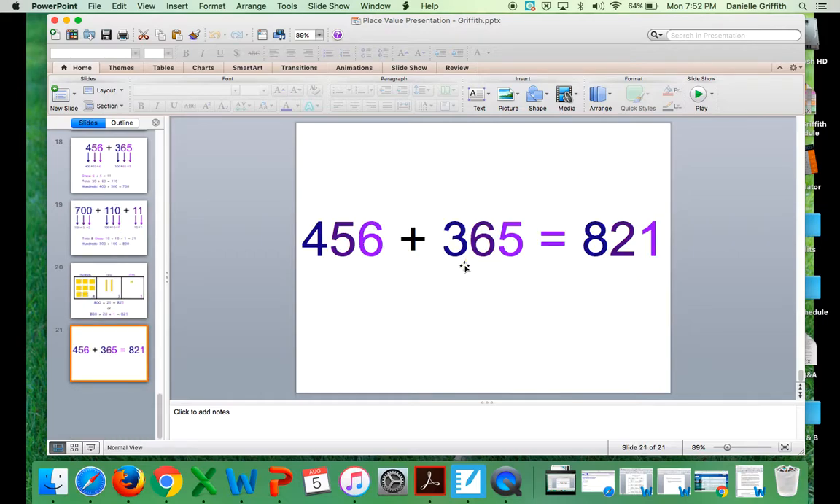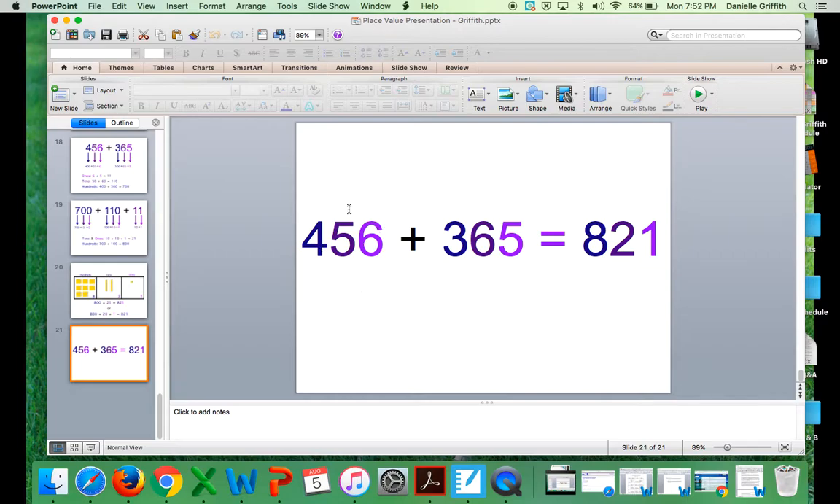So here you can see in standard form that 456 plus 365 equals 821. Each of these numbers belongs in the ones period, and within that period we have the ones place, here, here, and here, the tens place, here, here, and here, and the hundreds place, here, this darker number, here, and here.